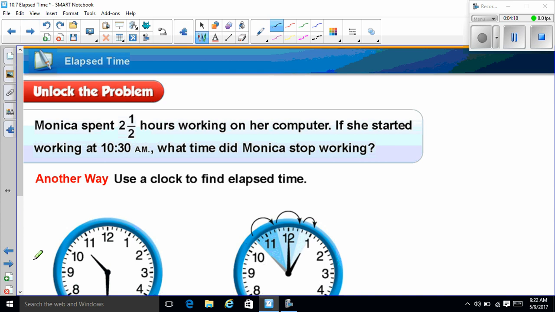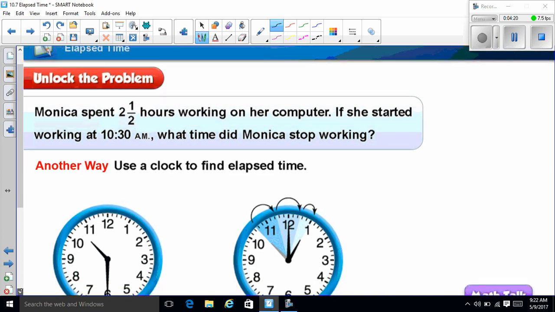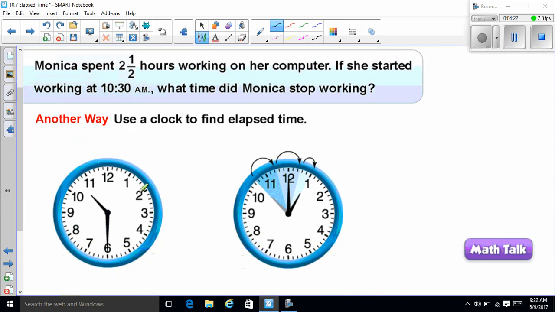Another way you can solve this type of problem is by using what we call an analog clock. This is what an analog clock looks like. It's different from a digital clock. A digital clock will actually give us the numbers and time. An analog clock has the hands, and we have to figure out the hour, the minute, and then also some clocks have the second hand. What you would do with an analog clock is set the clock to your start time, which is 10:30, and this is what our clock says right here. So here's our start time.